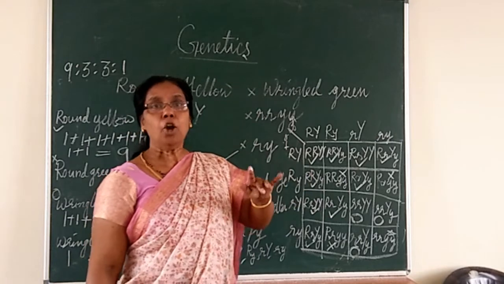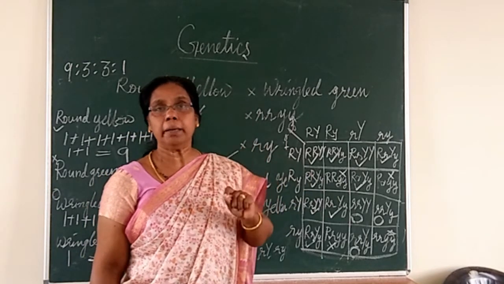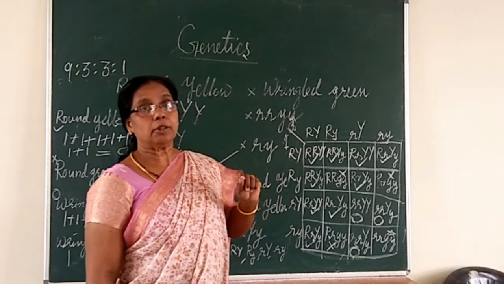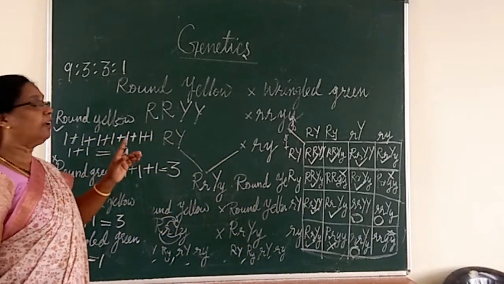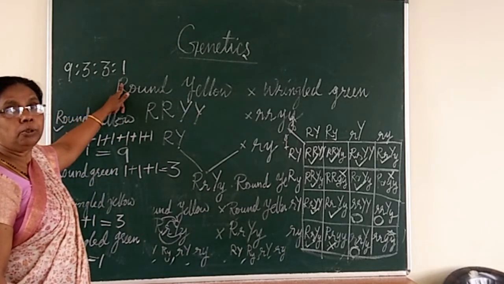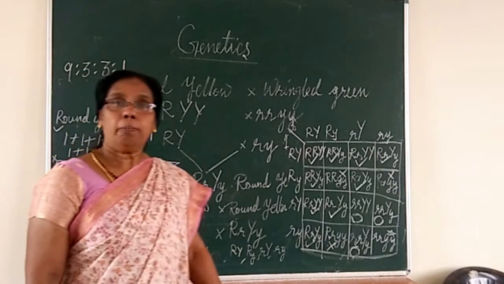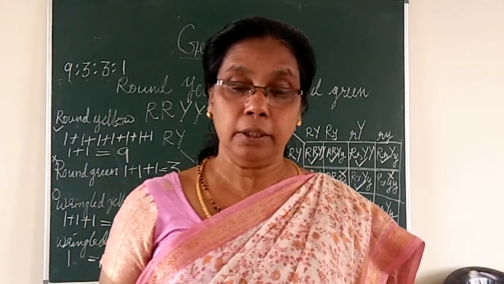So in this lesson, in the dihybrid cross, you have to study only about what? Yes, only the phenotypic ratio in a dihybrid cross. The phenotypic ratio will be 9 is to 3 is to 3 is to 1. Hope all of you understood this one. Any doubt in this portion?